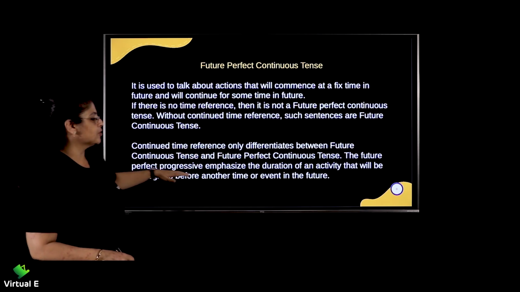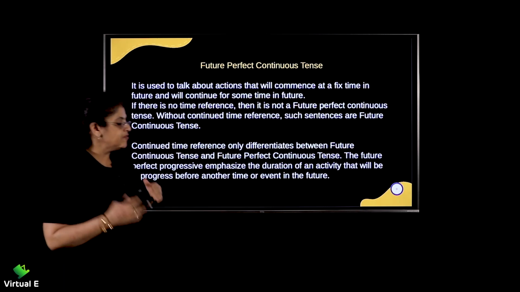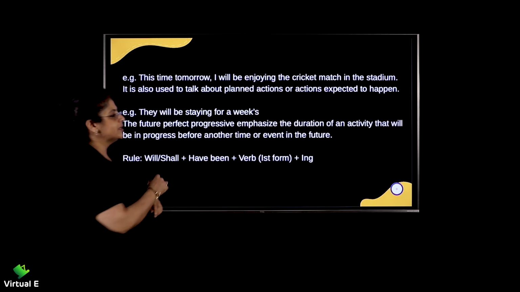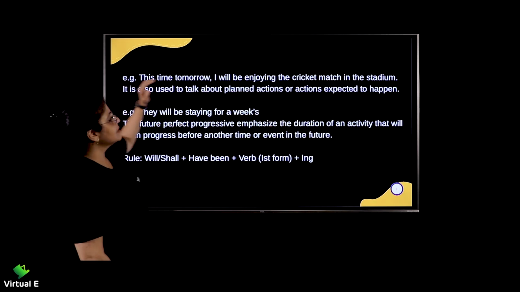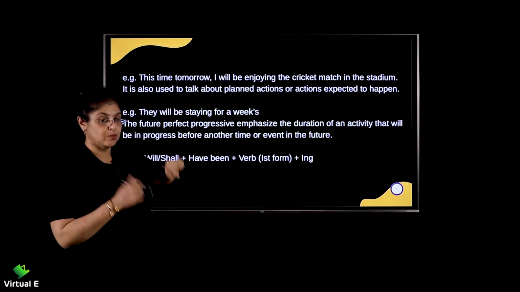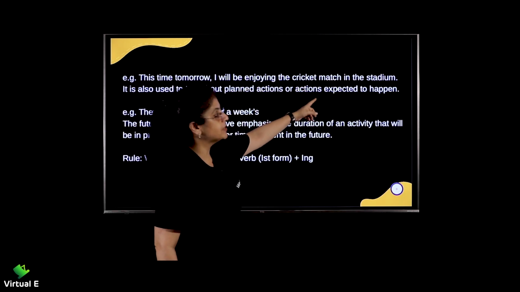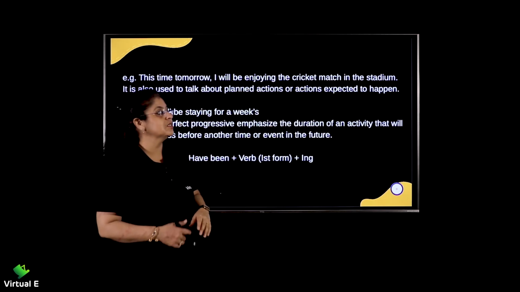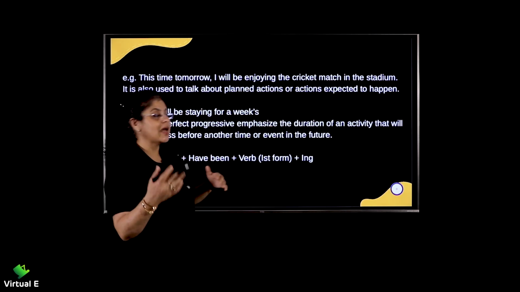The future perfect progressive emphasizes the duration of an activity that will be in progress before another time or event in the future. Well, I guess you're getting a little confused, but let's look at the examples to sort this out. This time tomorrow, at this point of time tomorrow, I will be enjoying the cricket match in the stadium. So it is used to talk about planned actions expected to happen, right? At this point of time tomorrow, something will have been happening.